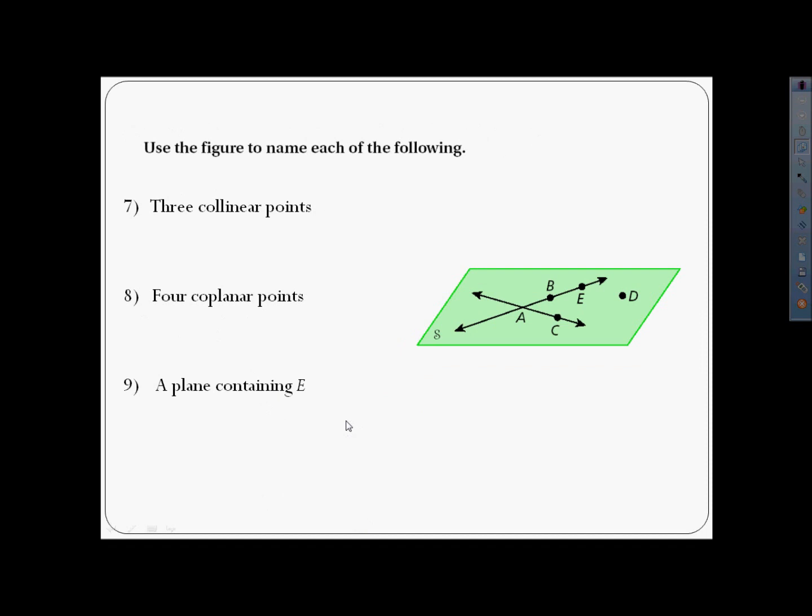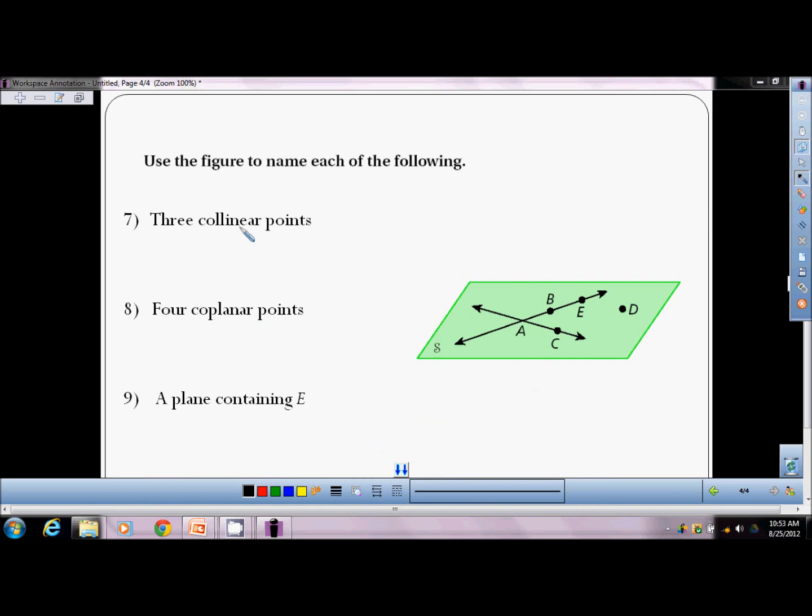For this one, use the figure to name each of the following. Number 7, 3 collinear points. Remember, collinear means points that are on the same line. Okay, well, I need 3 points that are on the same line. On this line, there's only 2. Remember, this is a point. And on this line, here are our 3 collinear points. We've got point A, point B, and point E.